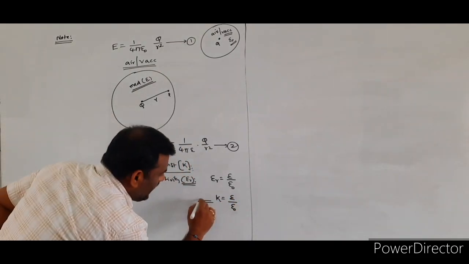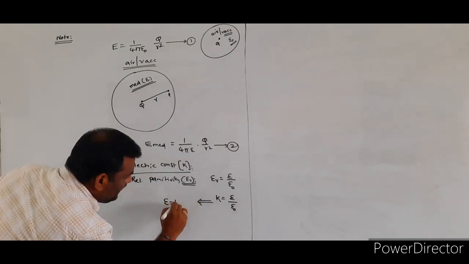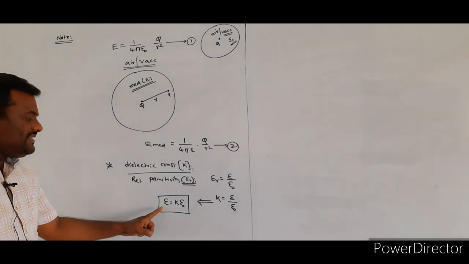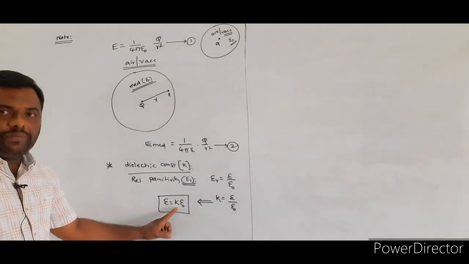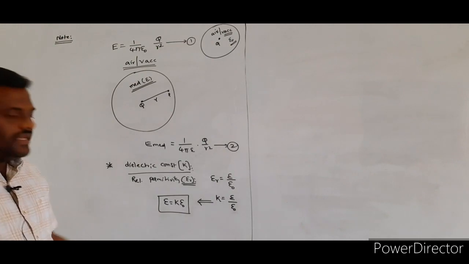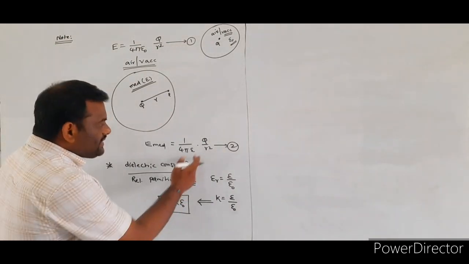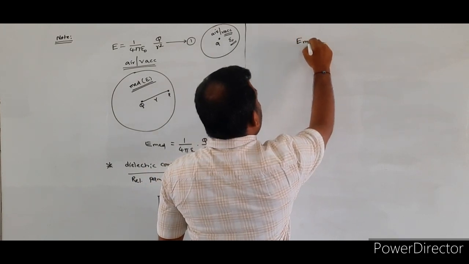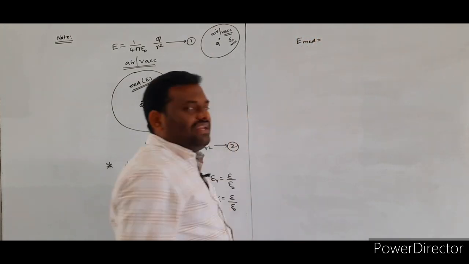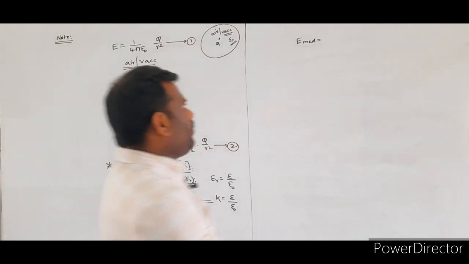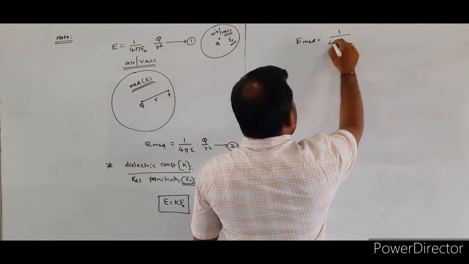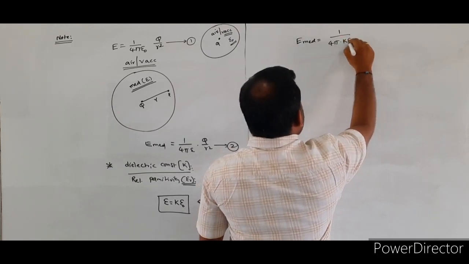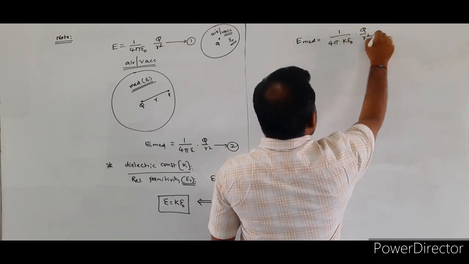From this, I will write the permittivity of the given medium: epsilon is equal to K into epsilon naught. Substitute this value in equation 2. Therefore, the electric field intensity in the given medium is equal to 1 by 4 pi into, in place of epsilon, K into epsilon naught, into q by r square.